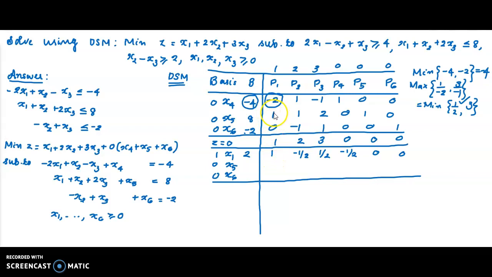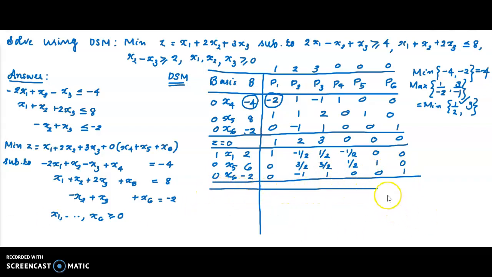Therefore subtract the new first row from the old second row. 8 minus 2, 6. 1 minus 1, 0. 1 minus 1 by 2. 1 plus 1 by 2, 3 by 2. 2 minus 1 by 2, that is also 3 by 2. 0 minus 1 by 2, 1 by 2. 1 minus 0, 0 minus 0. Last row is the same: minus 2, 0, automatically minus 1, 0, minus 1, 1, 0, 0, 1. Transformations on the last row.